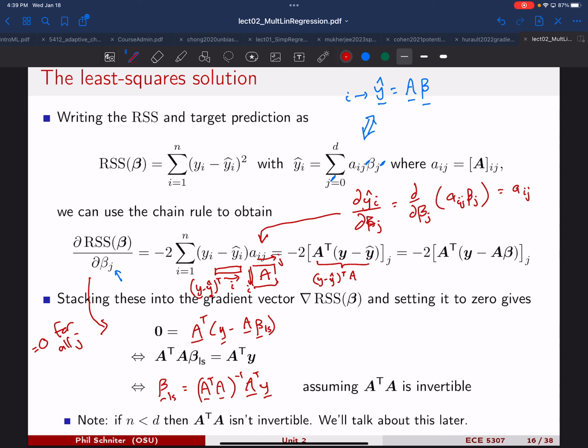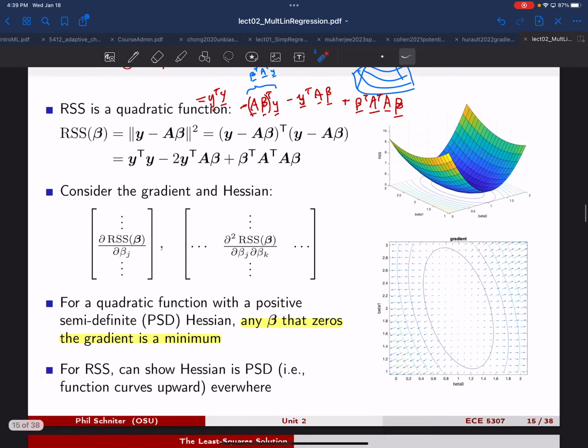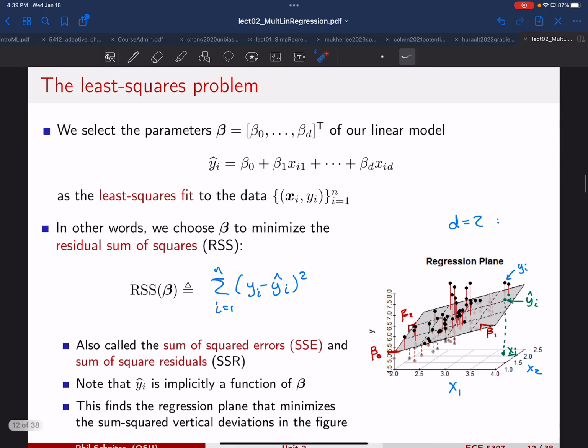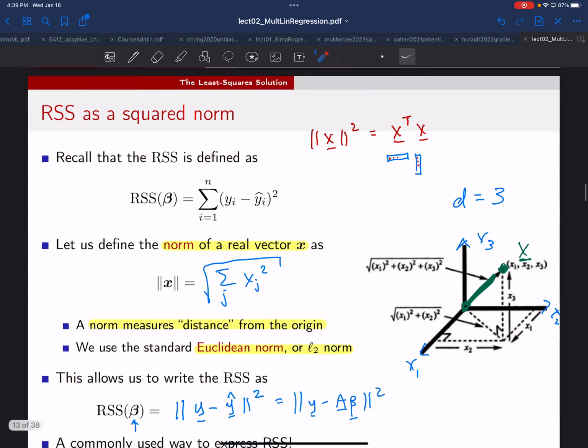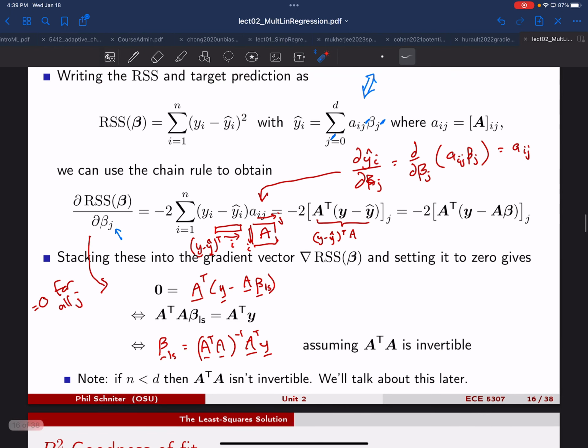Okay, so finally, we have a concrete expression for our least squares optimal beta coefficients. It's written in terms of this A matrix, which we know how to construct from our training samples here. And then we have the y vector, which we also construct from our training samples.